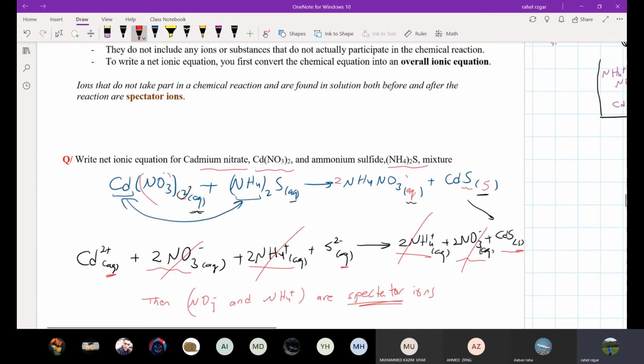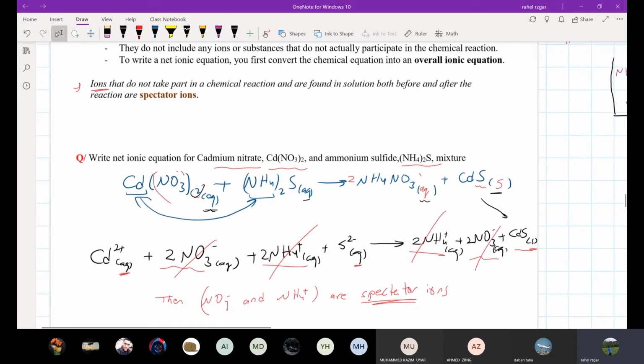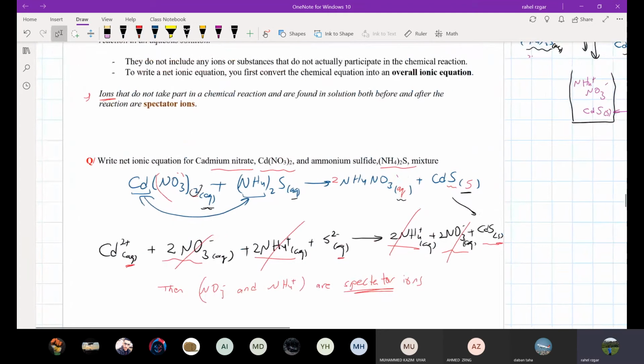Now, spectator. What does spectator mean? Ions, look at the definition, that do not take part. They just remain as themselves in a chemical reaction and are found in solution both before and after the reaction. So even before the reaction, they are present. After the reaction, they are the same thing. We call them spectator. Where did the name come from? Spectator. They just look at it. They just watch. They don't do anything. They just remain in the solution without any reaction.